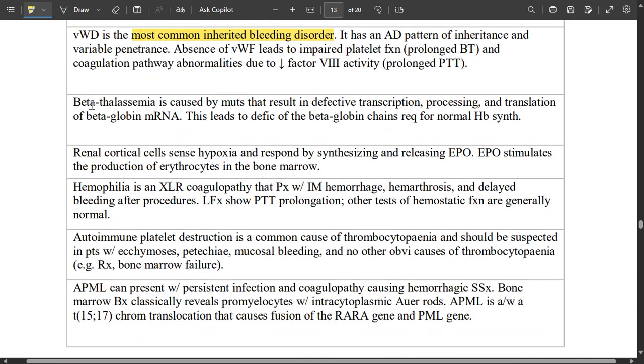Beta thalassemia is caused by mutations that result in defective transcription, processing, and translation of beta globin mRNA. A splicing defect occurs, therefore beta globin mRNA is not formed. This is a deficiency of beta globin chains, so normal hemoglobin synthesis does not occur because of the absent beta globin chain.